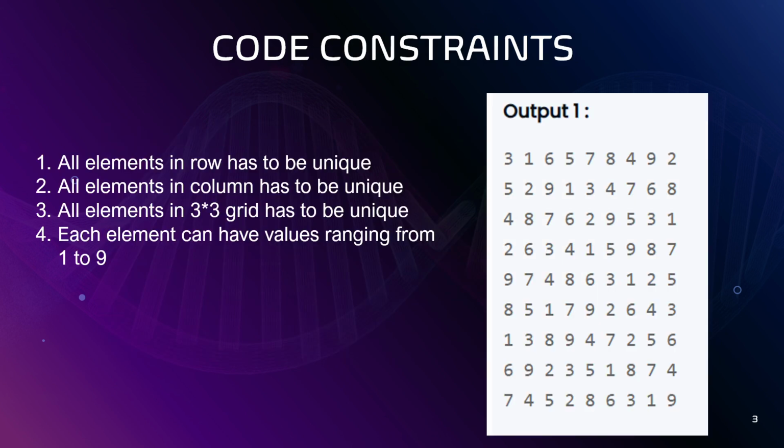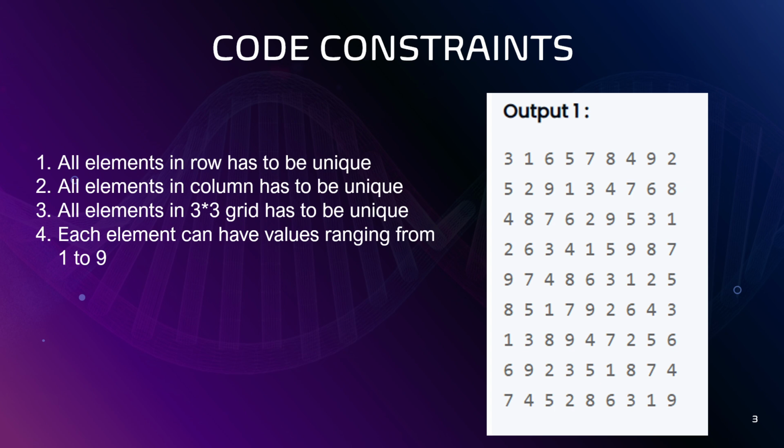So now let's quickly move on to the code constraints. The first constraint is that all elements in a row have to be unique. As an input, we will be given a 9x9 board. As we can observe in our sample output, we will have 9 rows and 9 columns. Our first constraint states that in each of these 9 rows, we can't have any numbers repeated. That is, all elements in a row have to be unique, which is our first code constraint.